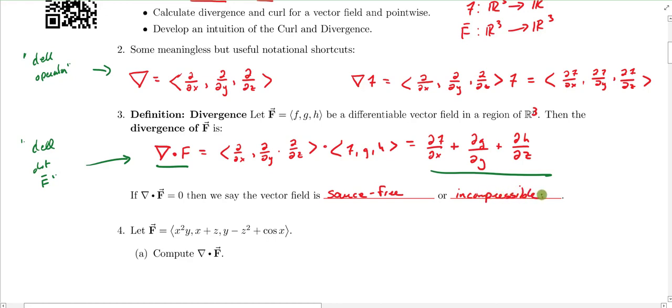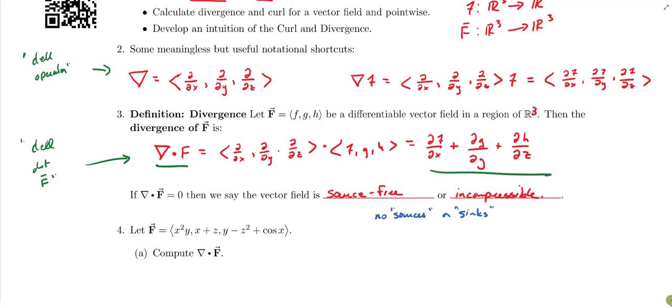Okay. And I just want to interpret this because we've seen the 2D divergence before when we looked at Green's theorem. We rewrote our flux line integrals as two-dimensional divergence integrals. And I just want to remind ourselves what we saw in that. When we say that the vector field is source-free or incompressible, what we mean is there are no sources or sinks in that vector field.